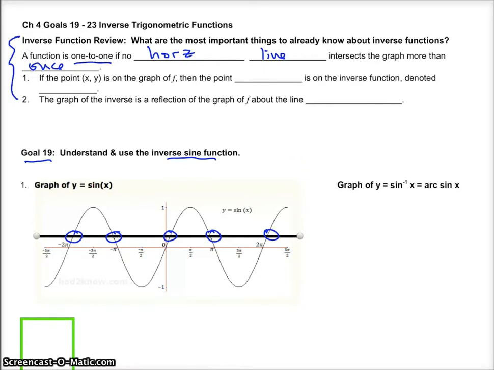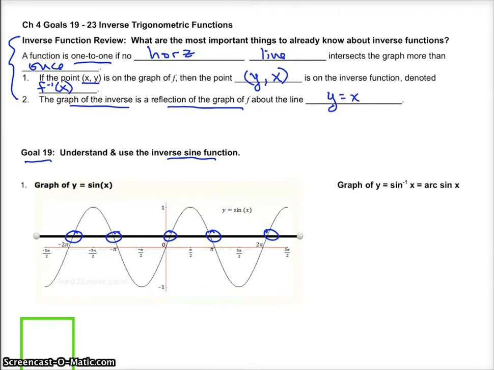The second thing we need to recall about an inverse function is that if the point (x, y) is on the graph of f, then (y, x) is on the inverse function. Remember, inverse functions swap the domain and range of the original function. We notate inverse functions as f to the negative 1 of x. We don't read that as f to the negative 1. It's not actually a power, this is notation. Read it as f inverse of x. Finally, recall that the graph of the inverse is a reflection of the graph of f about the identity line, and remember, the identity line is y equals x.